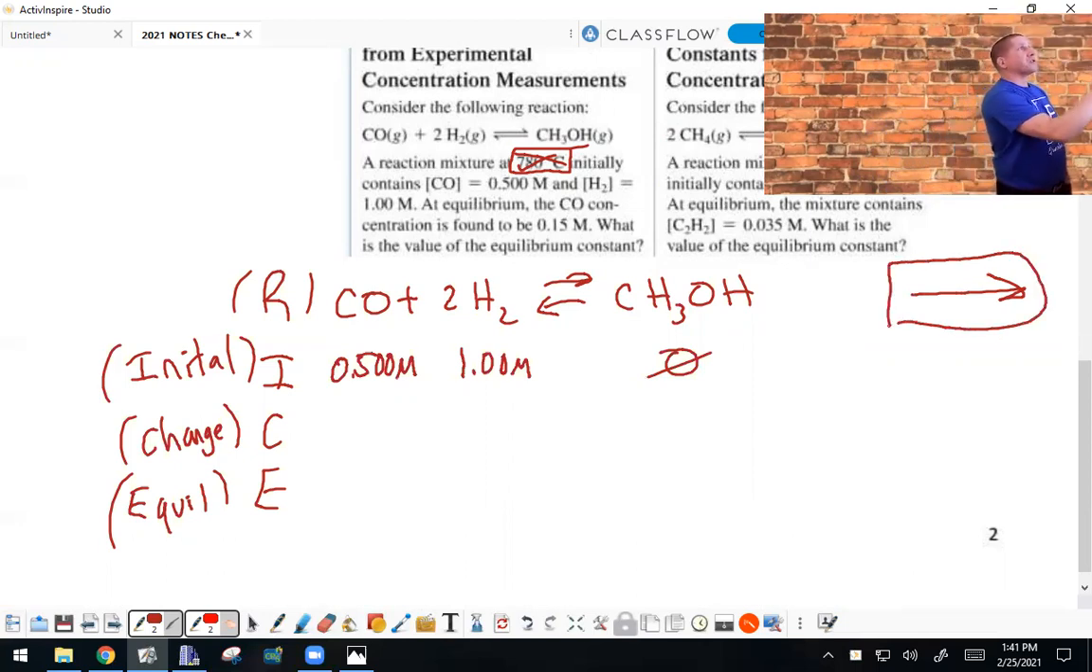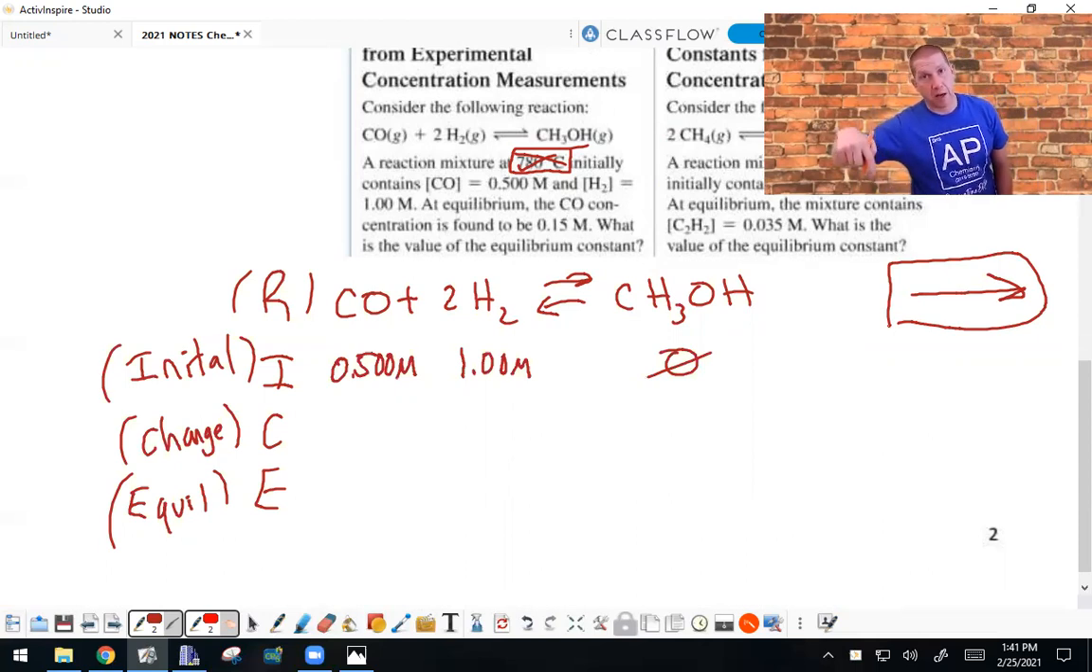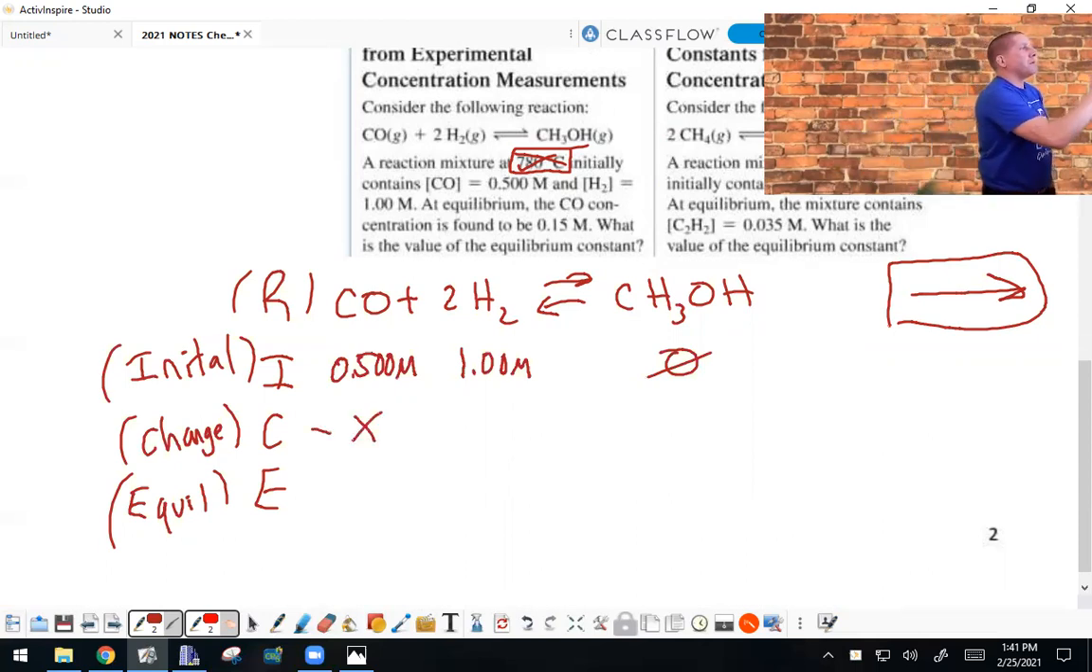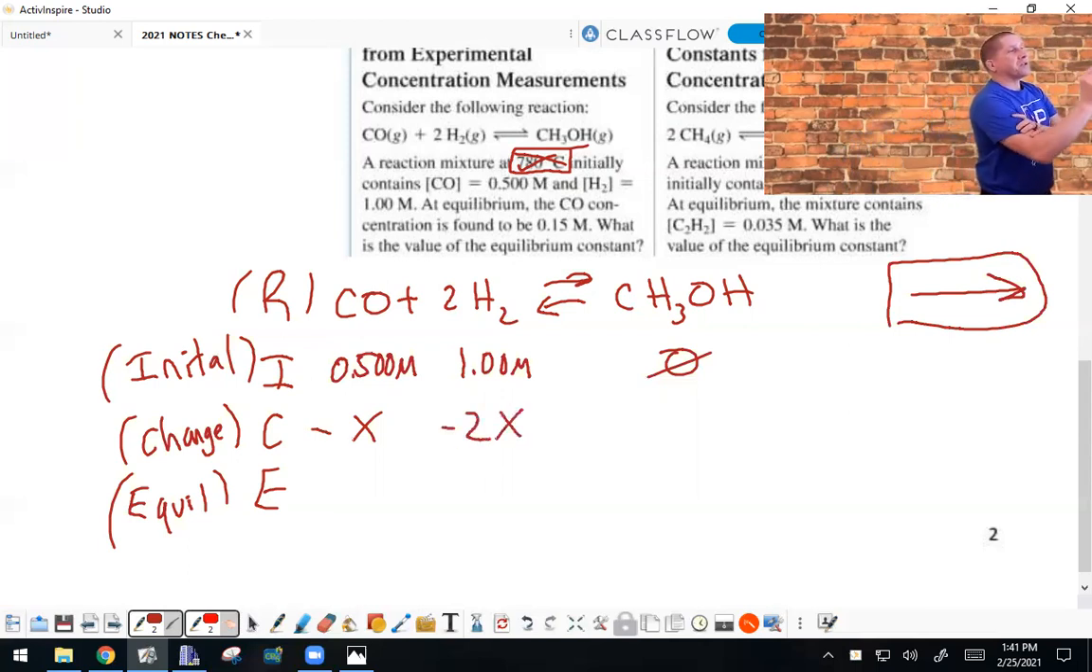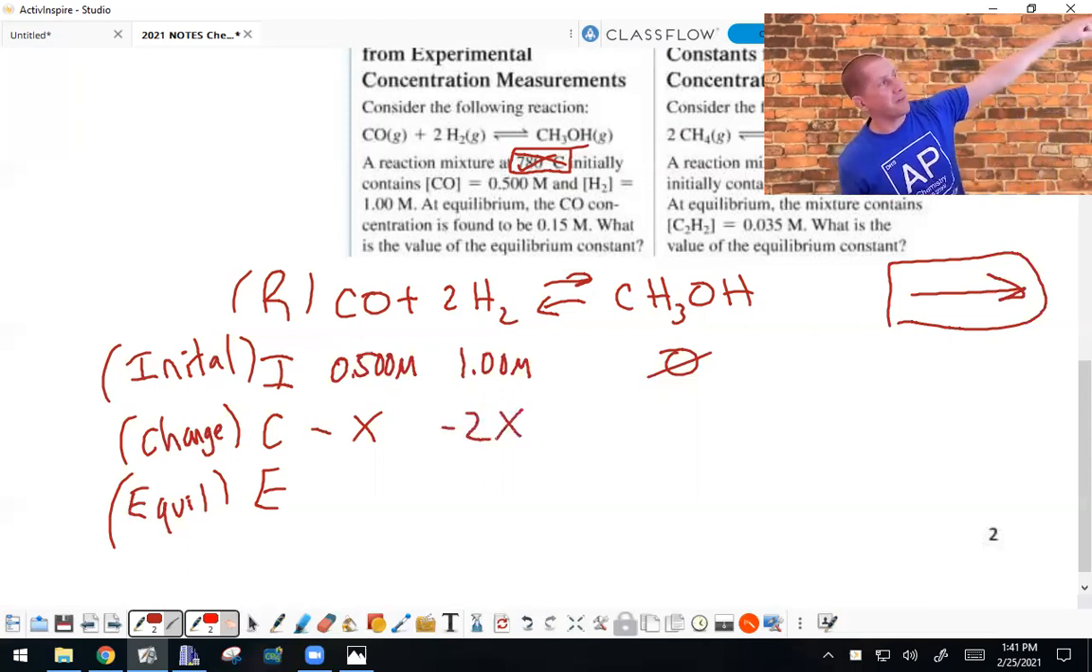Now here's why that matters. The concentration of CO is going to go down. Down by how much? Don't know yet. But whatever it is, it's going to be 1x because of the stoichiometry. So there's a 1 understood to be in front of CO, and a 1 understood in front of our x. But when we do hydrogen, it's actually minus 2x because, again, the stoichiometry. So for every 1 mole of CO you lose 2 moles of H2. So that's what that means.